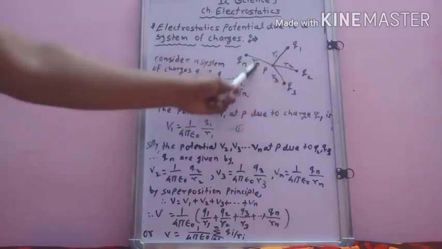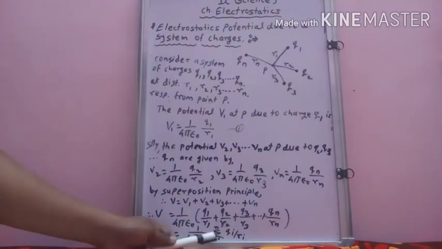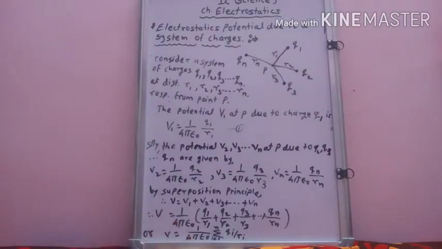This is the system of charges. Then the potential of that system of charges is 1 upon 4 pi epsilon naught times the algebraic summation, i equal to 1 to n, of Qi upon Ri.